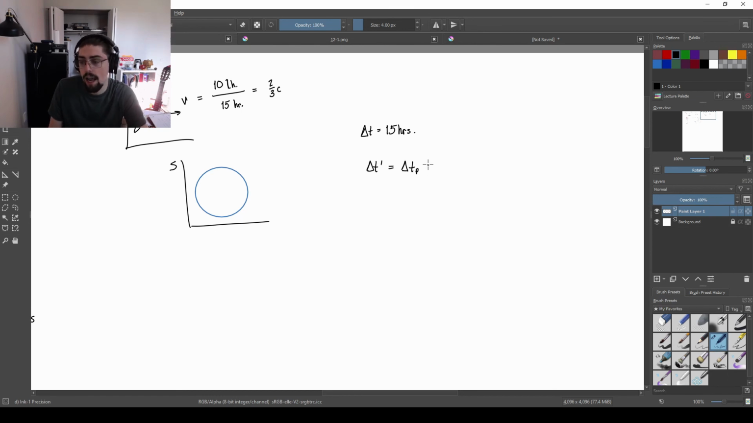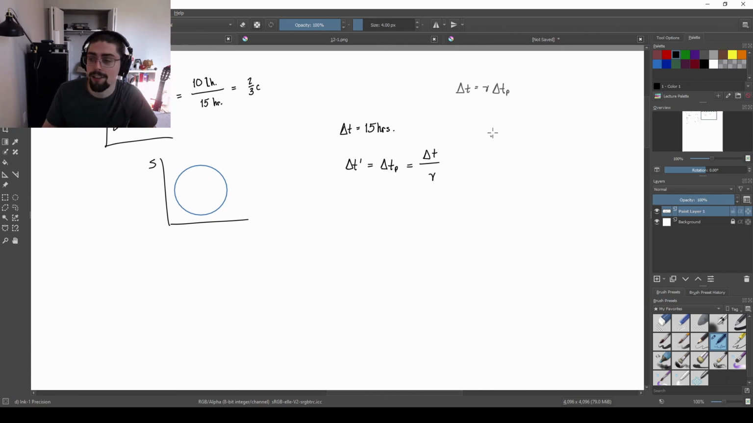The proper time, well, normally we would have seen this as delta t is equal to gamma times the proper time. So we're going to rearrange that real quick, and say the proper time must be equal to what we recorded on Earth, delta t, divided by gamma. Doing this, plugging this in, we do need to find gamma first, right? Before we can actually plug this in.